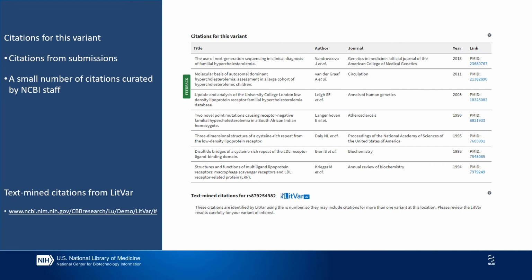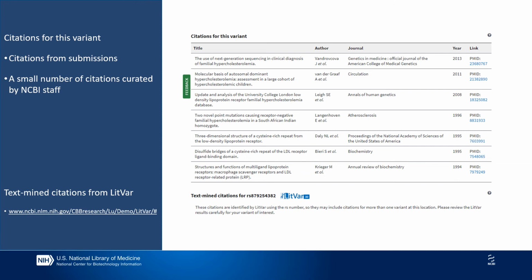And then if you continue scrolling down the page, you get to the final section, which is focused on citations. Many users come to ClinVar to start their literature search about a variant. So we help with that by summarizing all of the citations that have been reported to us for a variant in this table called Citations for this variant. Now, this table may include a small number of citations that were curated by NCBI staff, but we are not really doing any level of comprehensive literature review. So by and large, this table includes citations that came to us in submissions.